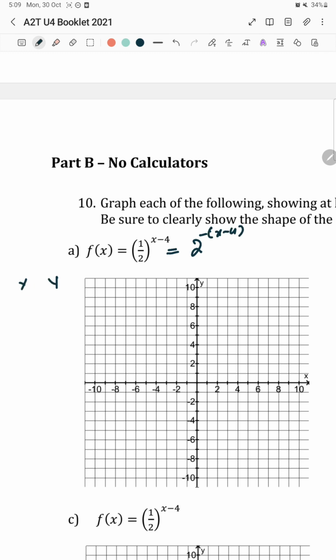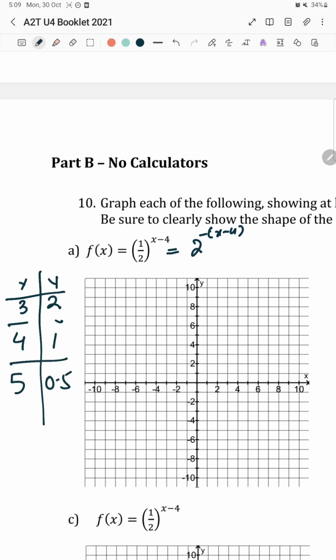So we will take x and y values. If x is equal to 3, it would be 3 minus 4 is minus 1, and the result would be 2. If x is 4, y would be 1, and if x is 5, it would be 0.5. So when x is 3, it's 2. When x is 4, it's 1. When x is 5, it's 0.5, like this.